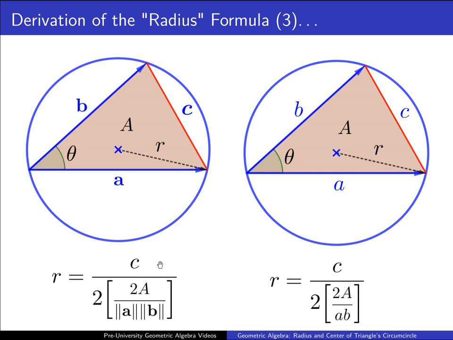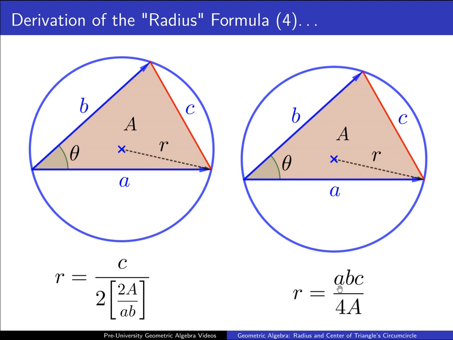Here it is. Now we use the fact that the norm of this vector is just what we call the length of the side, and similarly for b. So making that substitution, the radius is the length of the opposite side divided by twice 2 times the area over the lengths of these other two sides. We'll repeat this diagram in the next slide. There it is. Now we simplify, and we get that the radius is the product of the three sides divided by 4 times the area of the triangle.